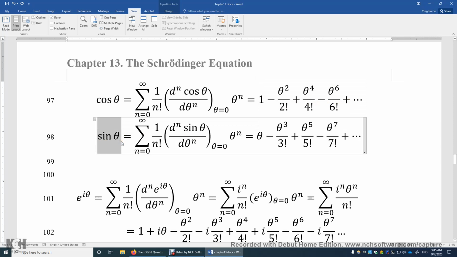Similarly, we can expand sine theta. What's the first derivative of sine theta? It's just cosine theta. What's the second derivative? Well, it's simple. It's negative sine theta. And the third derivative is negative cosine theta, and then sine theta, cosine theta, negative sine theta, etc. What about the first term? The first term means we are not taking the derivative at all. So it's going to be d0 over d theta 0. It's just 1. So the first term is actually 1 over 0 factorial times theta to the power of 0.